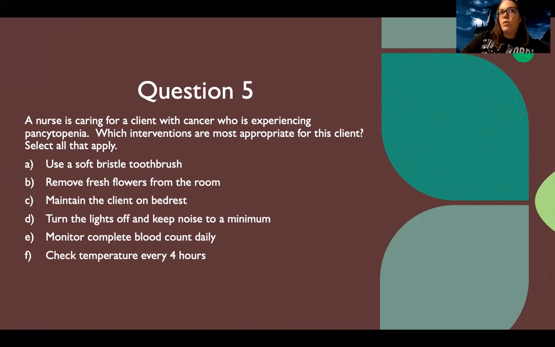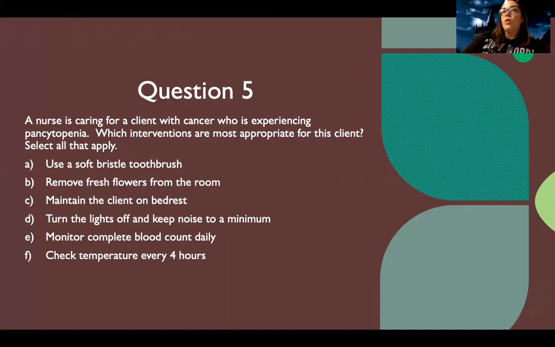Maintain the client on bed rest. Some students may get tricked by this one and say, yes, I want to keep them on bed rest so they don't fall and get a bleed in their head. So that might be true, but they don't have to be on bed rest to prevent infection, to prevent the issue with the platelets, or with anemia. Movement may actually be helpful for them to prevent types of infections, like preventing pneumonia, getting up and moving around.